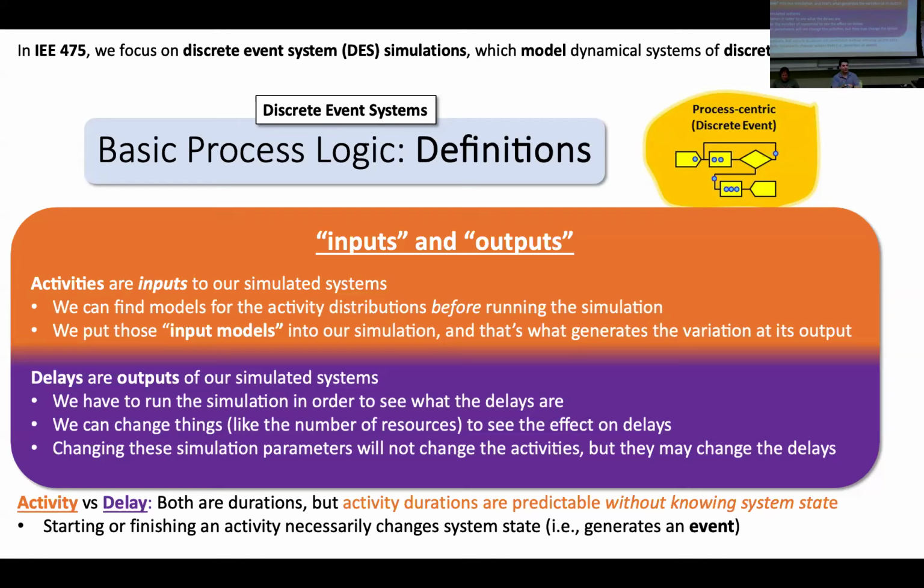So the activities are what we know already. Those are inputs to the system, and we're going to call them input modeling. The term that we use in this class for figuring out what distributions to put in for activities is called input modeling. That's not my term, that's the industry term. So activities are inputs, and then delays, that's what we study. Those are the outputs.